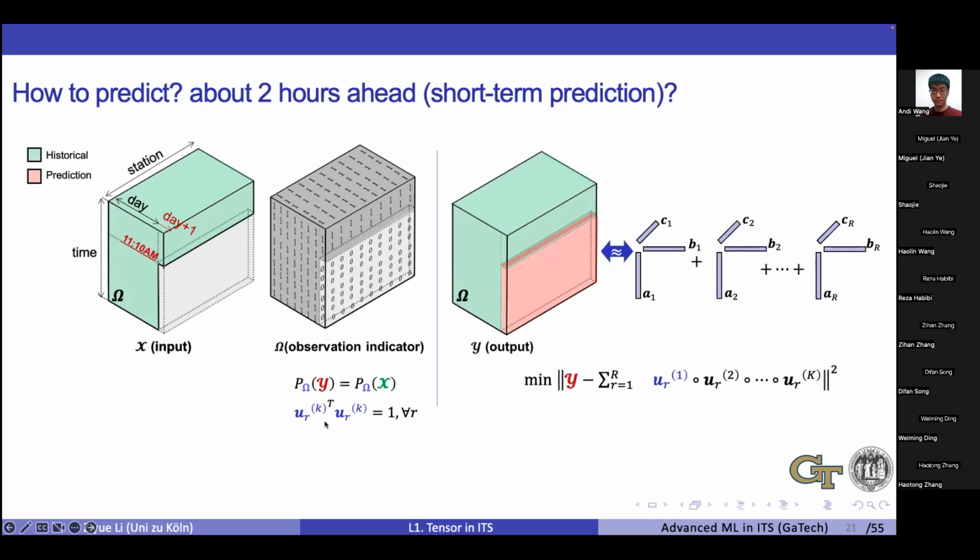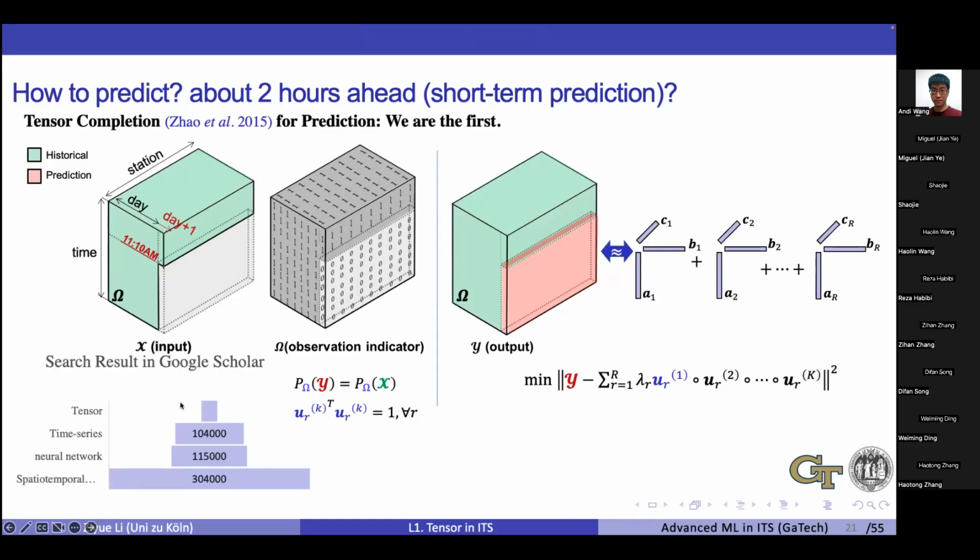And usually we normalize all the vectors, so we also need to add another weight vector here to rescale the reconstruction back to the original scale. So this is the overall formulation, and this is called tensor completion for the prediction task, and we were the first to propose this model.